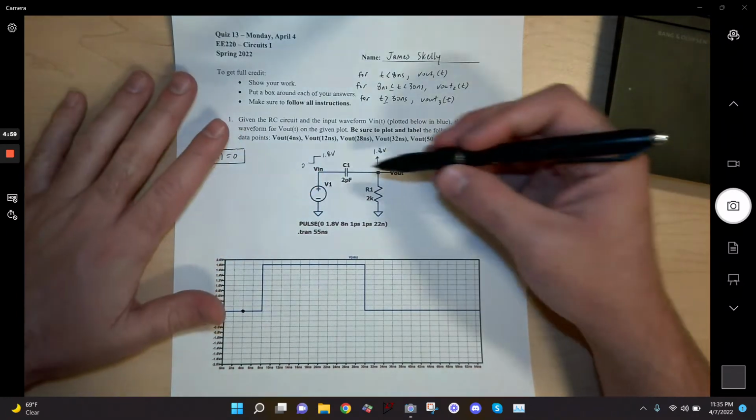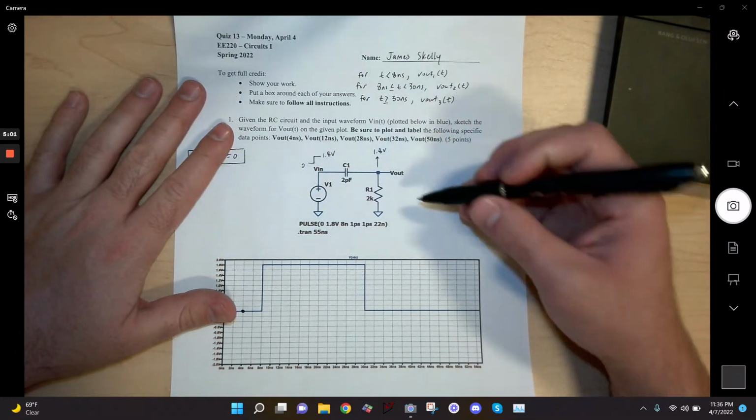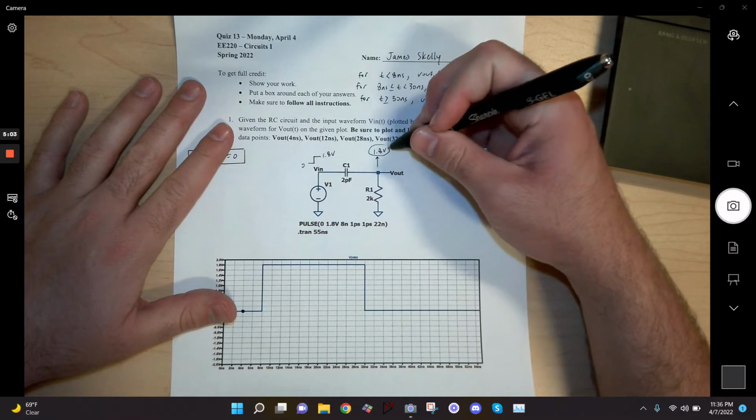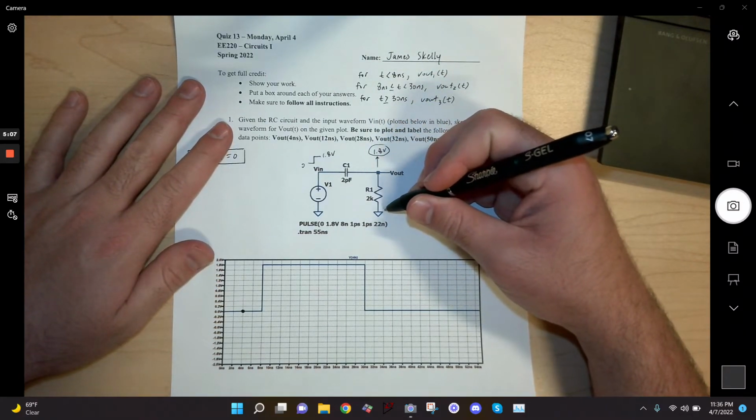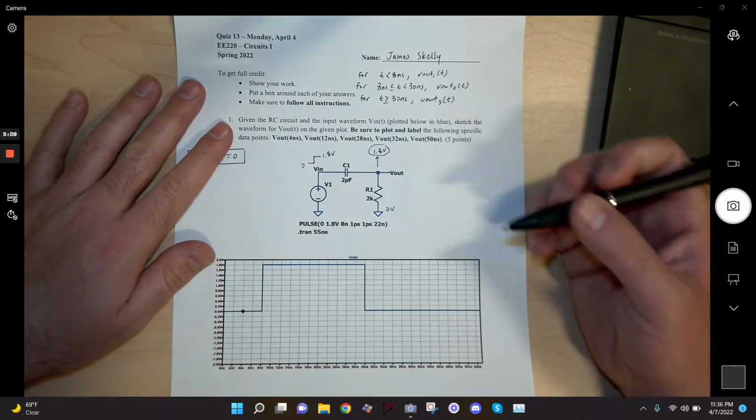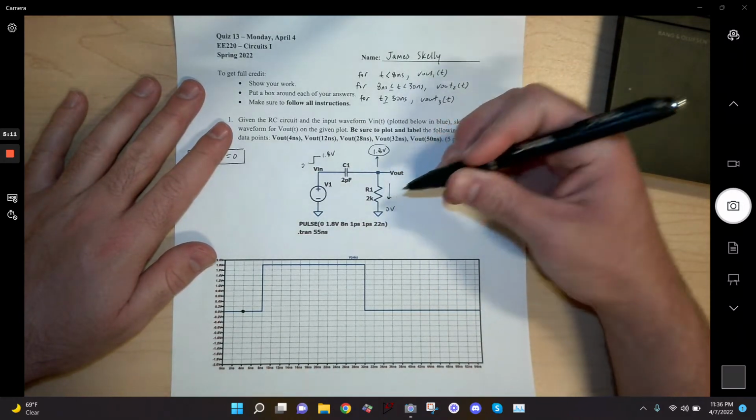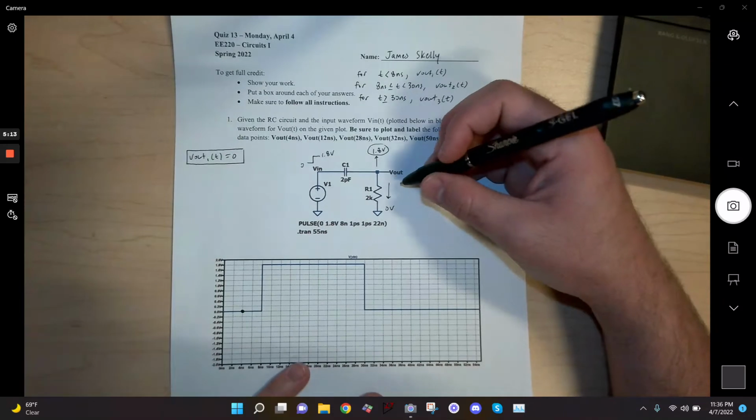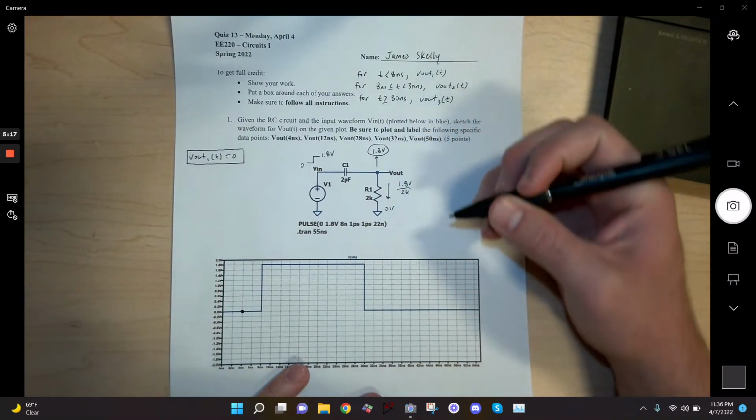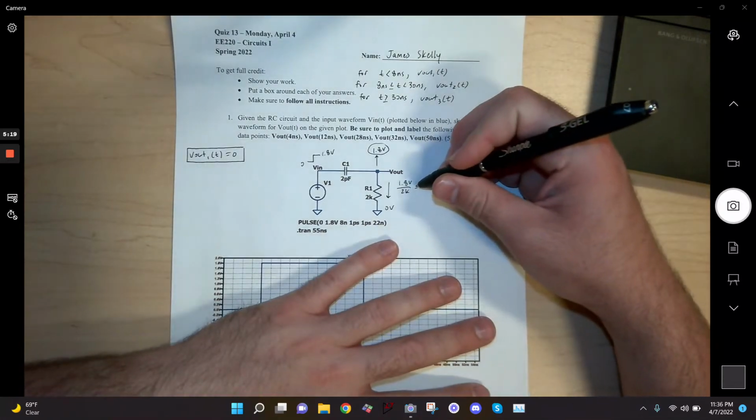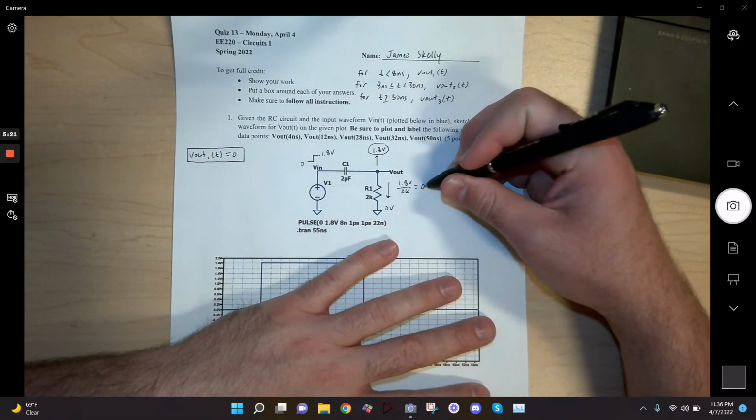Okay? So there's still 0 volts across the capacitor, but now I have 1.8 volts at V out, and I'm going to have 0 volts on the other side of my resistor. So I get a current flowing, which is going to be 1.8 volts over 2K. Not super important, but that would be 0.9 milliamps.